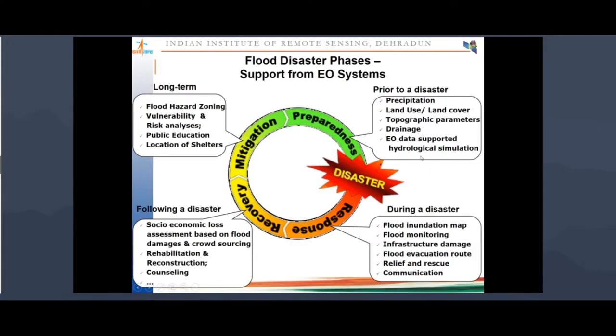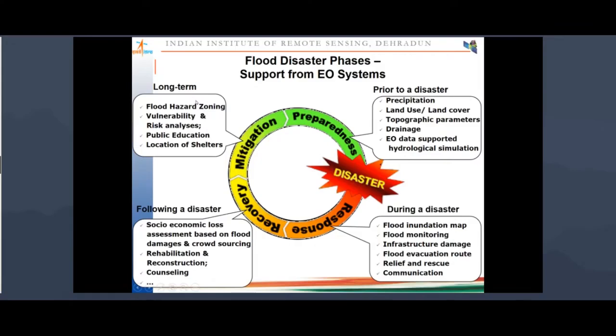Okay, so this is data support in the hydrological simulation. Now during disaster: flood inundation map, flood monitoring, infrastructure damage, flood evacuation route, relief and rescue, communication. Following a disaster, after disaster, you have to assess socioeconomic loss based on flood damage and crowdsourcing, rehabilitation and reconstruction, and counseling.